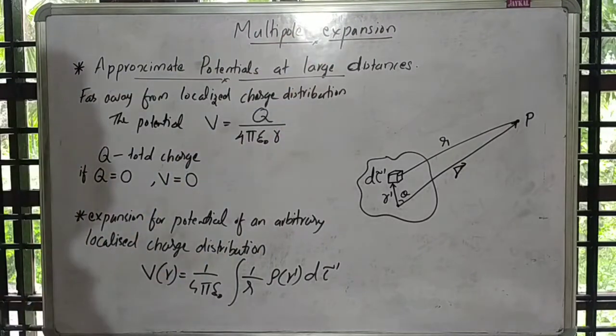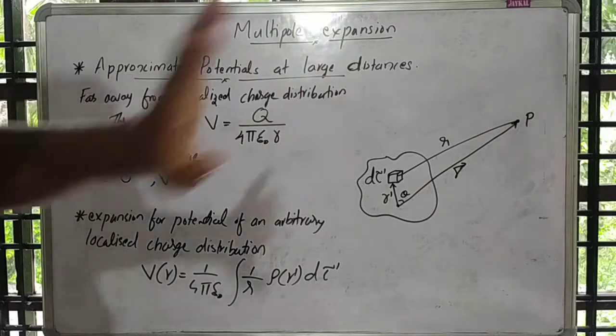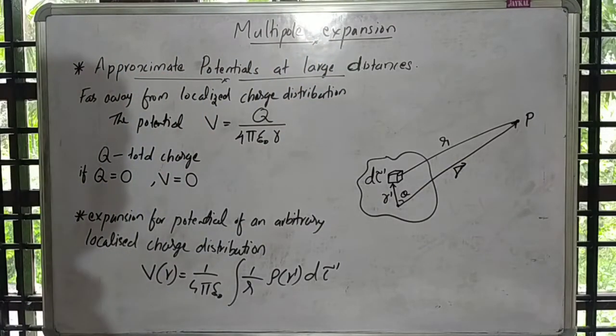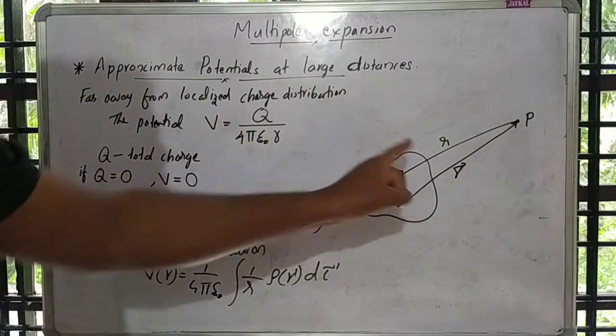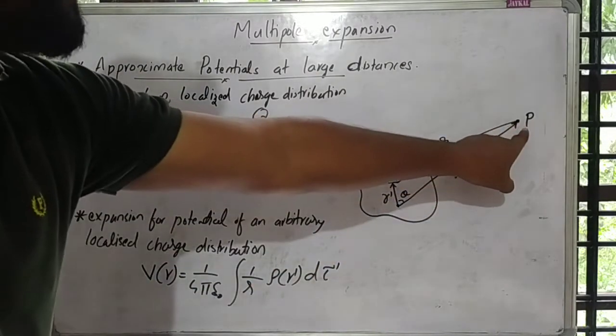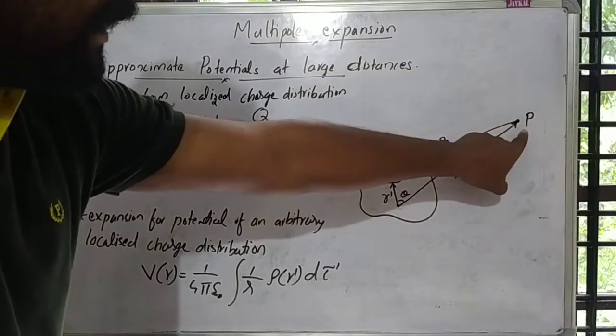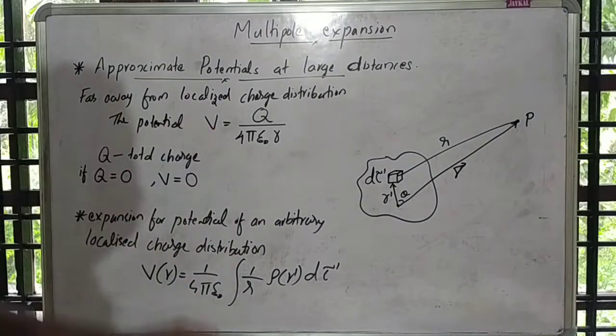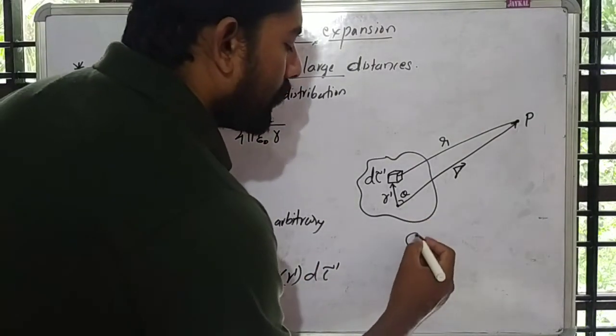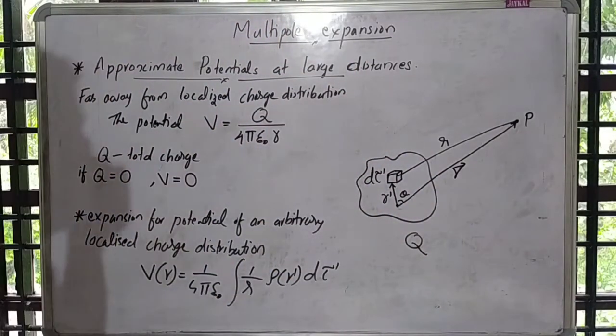Let us discuss multiple expansion. Generally, the approximate potentials at large distances. If we consider a localized charge distribution, and we are observing from the point P, the potential V is equal to Q over 4 pi epsilon 0 R, where Q is the total charge of this localized charge distribution.